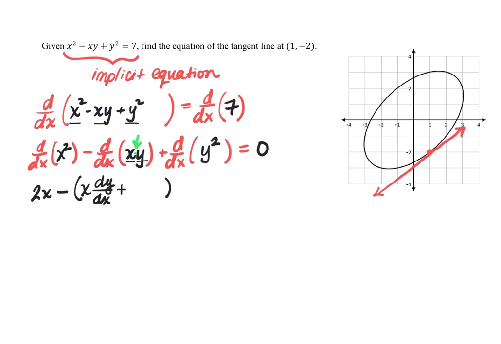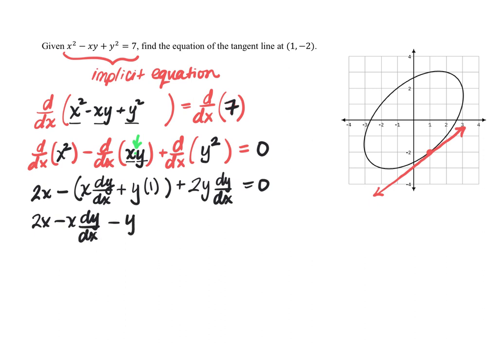Plus, the rest of the product rule is the second factor, which is y, times the derivative of the first, and the derivative of x would just be 1. Then we have the derivative of y squared, which would be 2y, and then once again, the chain rule requires that we chain on the derivative of y with respect to x, and that is equal to 0. So we'll go ahead and distribute our negative and clean this up a little bit.